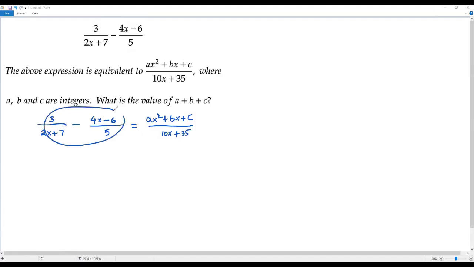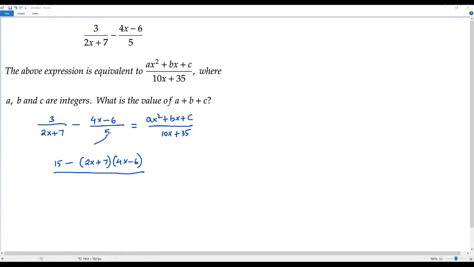Okay, here on the left side we can do some simplification. Here we have subtraction of two fractions. So to simplify the subtraction of these two fractions, we can use the cross multiplication method. That is, the first numerator 3 has to be multiplied by the second denominator. 3 times 5 is 15. We can take this negative sign. Now we have to multiply the second numerator by the first denominator. Then we get (2x+7)(4x−6), divided by, we have to multiply the two denominators.